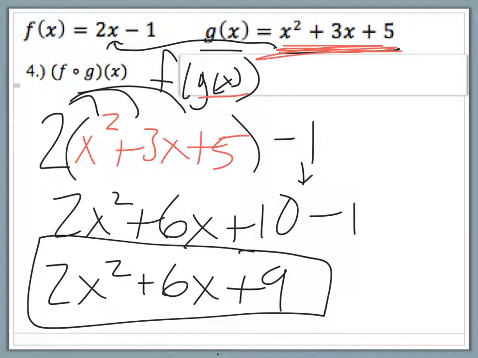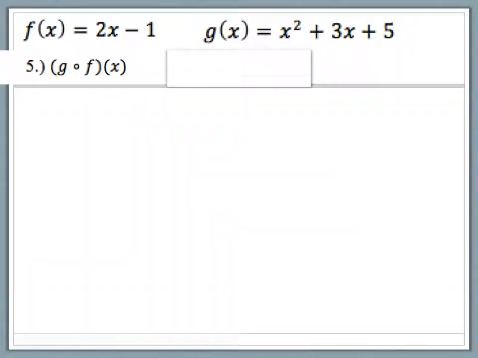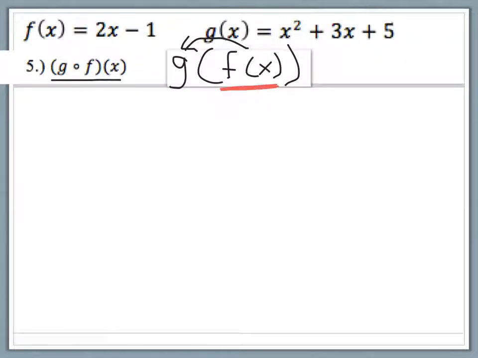Let's look at another example. This is very similar to the last one, except this is g of f of x. So g is first, and we put f of x inside the parentheses. This tells us we're going to take f of x and plug it into the g function, anywhere that we see an x in the other function.